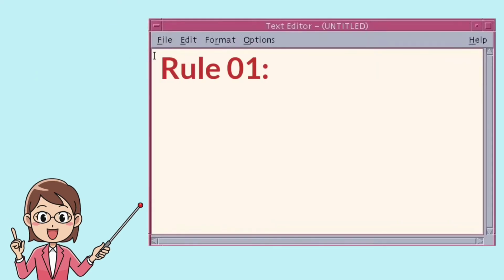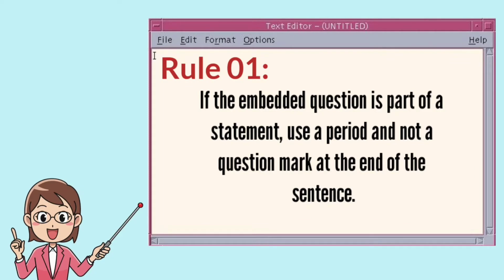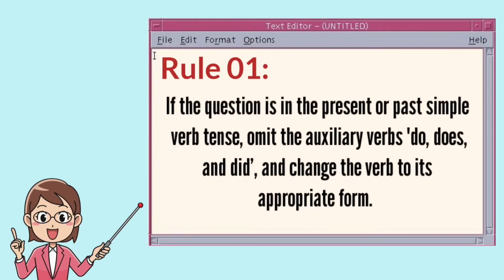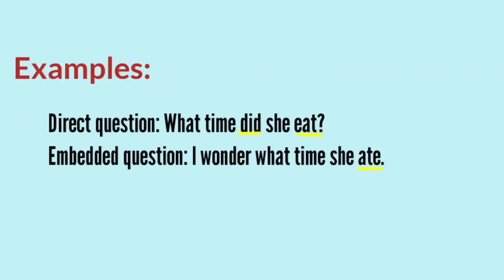Rule number 1. If the embedded question is part of a statement, use a period and not a question mark at the end of the sentence. Also, if the question is in the present or past simple verb tense, omit the auxiliary verbs do, does, and did, and change the verb to its appropriate form. Some examples are the following. What time did she eat? I wonder what time she ate.